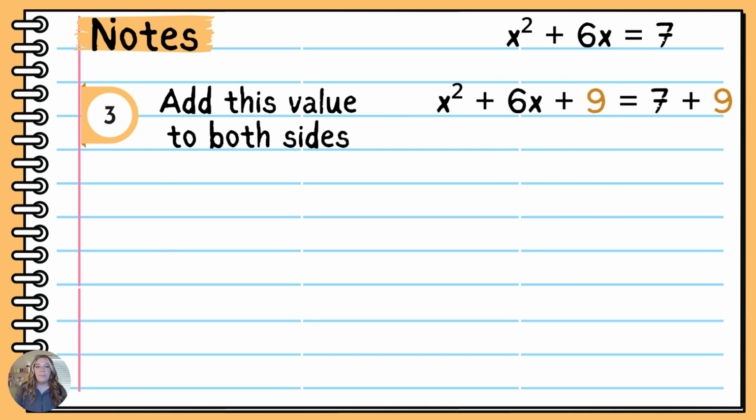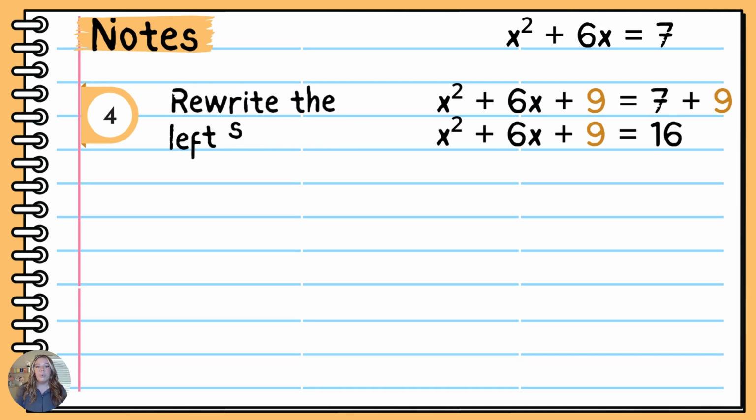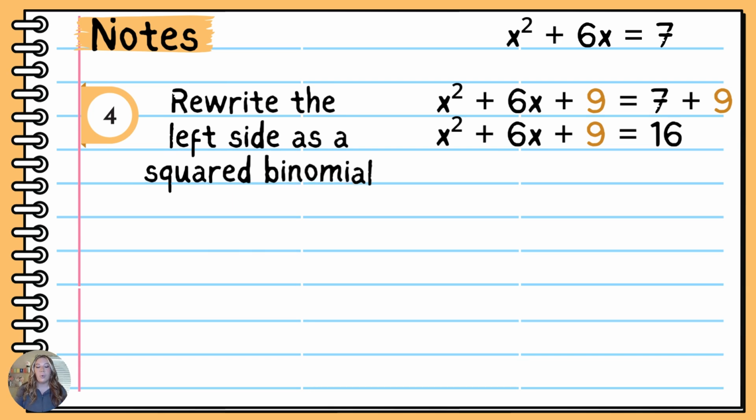So we can simplify 7 plus 9. That would give us 16 on the right side. And on the left side, step 4 tells us to rewrite the left side as a squared binomial. So we need to decide what number was squared to get 6x and 9. So it looks like 3 because we can multiply 3 by 2 to get the 6, and we can square 3 to get the 9. So now we have x plus 3 squared equals 16.